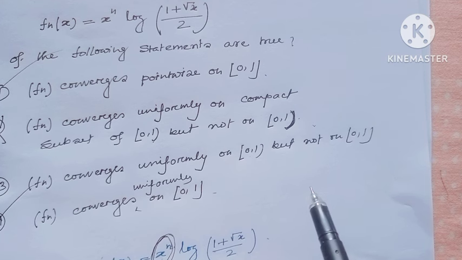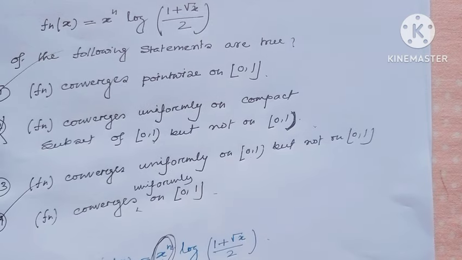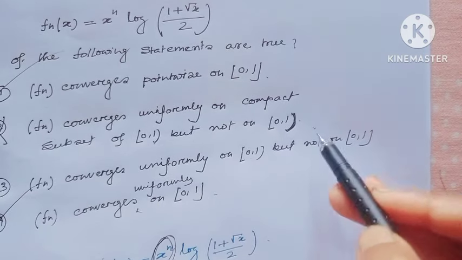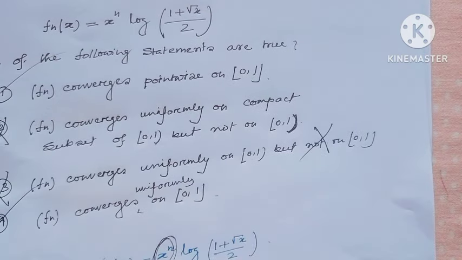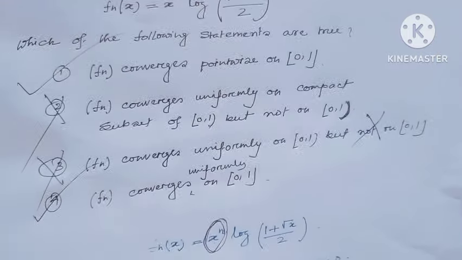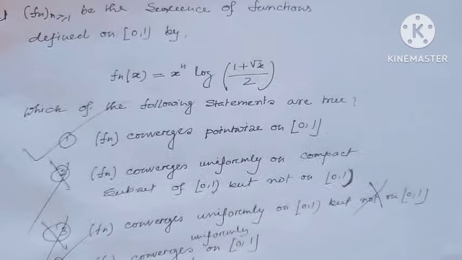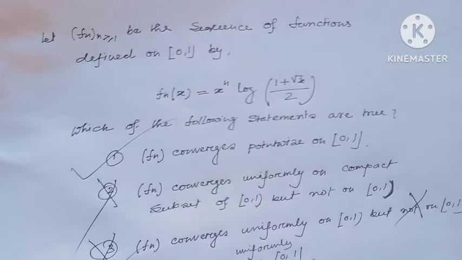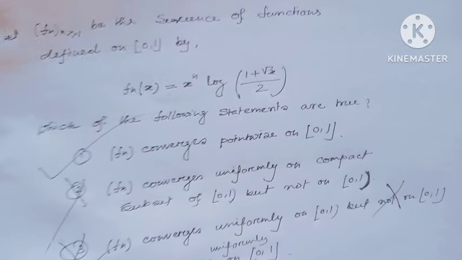Option 3 is also wrong, because Fn converges uniformly but not on the closed interval 0, 1. Option 2 is also wrong. Only option 1 and option 4 are the right options. I hope all my viewers have understood this question easily. Okay.